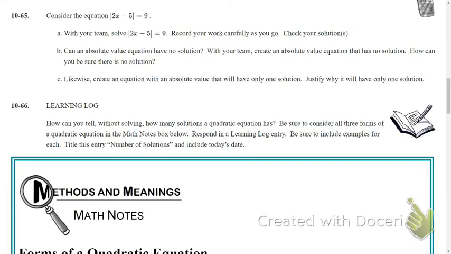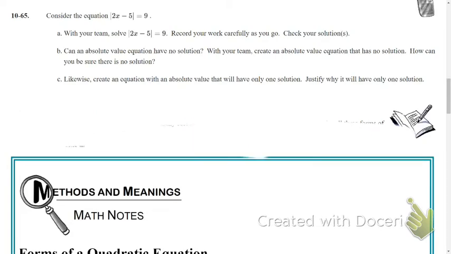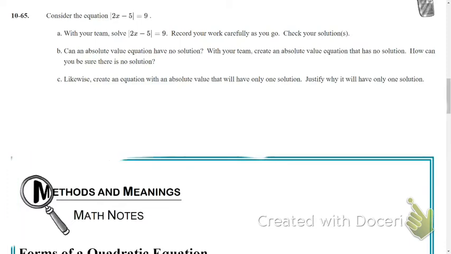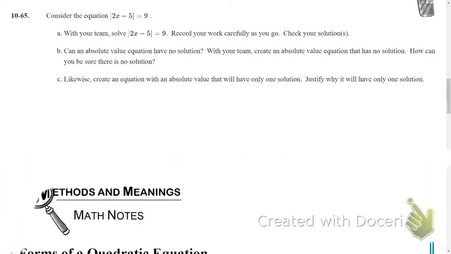65 has an absolute value equation. So if you recall, with absolute value equations, we're going to have 2 different solutions, right? Because the absolute value is essentially saying, if I'm solving this, what numbers are going to be 9 spaces away from 0? So you're going to be able to get 2 different answers for this.